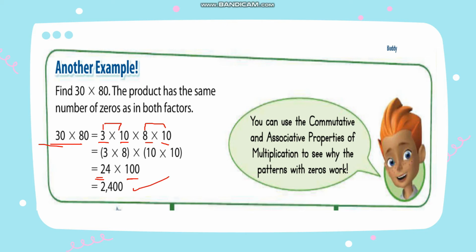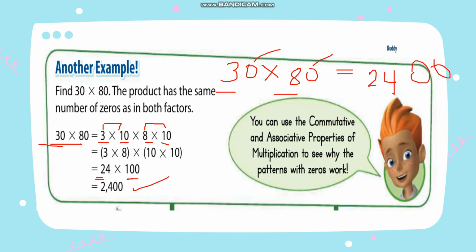Or you can do the shortcut way, 30 multiplied by 80. So the basic fact is 8 times 3, which is 24. Then you have 2 zeros, so you just add them in the product. So the answer is 2,400.